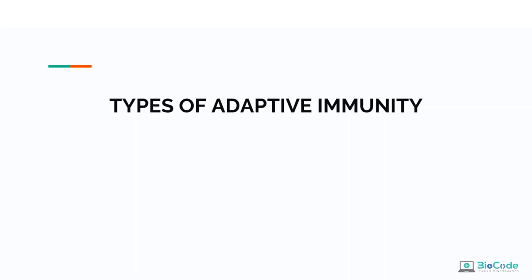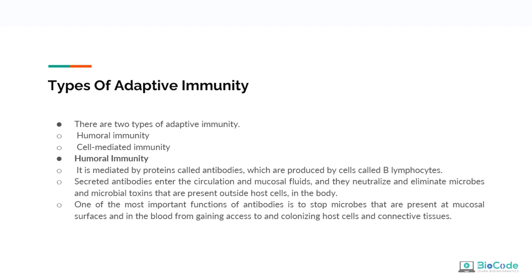Types of adaptive immunity. There are two types of adaptive immunity. These two main types are humoral immunity and cell-mediated immunity. Humoral immunity is mediated by proteins called antibodies. These antibodies are produced by cells called B lymphocytes.